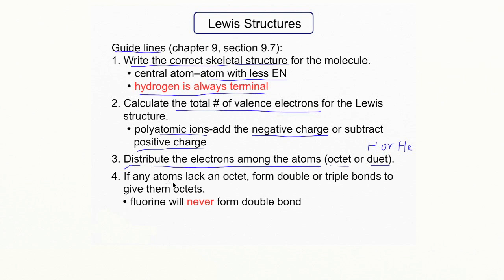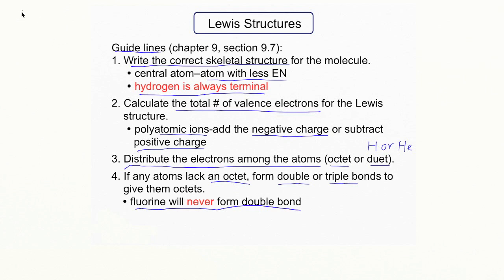Step 4. If any atoms lack an octet, then you probably need to use double bonds or even triple bonds to make sure that all of the atoms have satisfied the octet rule. Here, one thing we need to remember is that fluorine will never form double bonds. Because fluorine has such a high electronegativity, it will never share more than 2 electrons with other elements. Now let's use an example to demonstrate how we follow those guidelines.